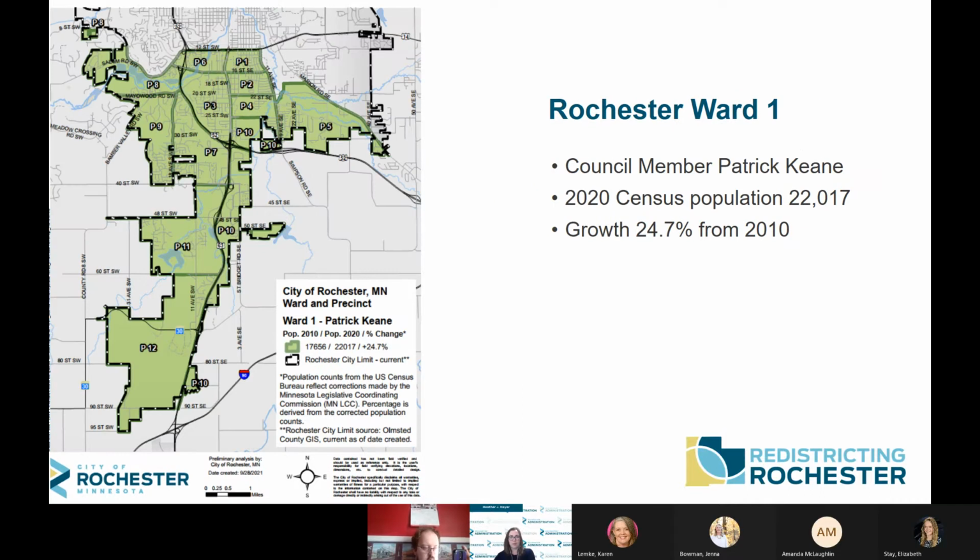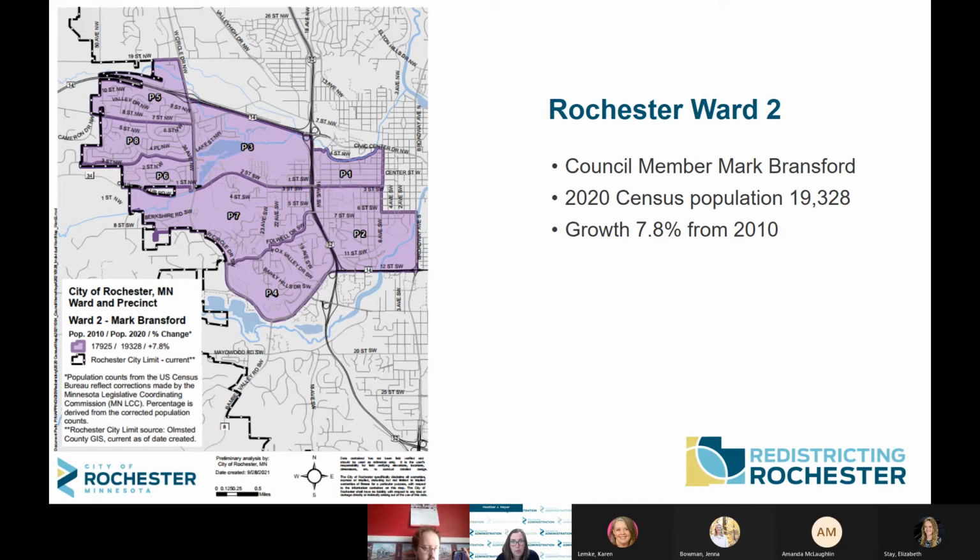Rochester Ward 1 is the southernmost part of Rochester, and the current council member is Councilmember Patrick Keene. The total census population from 2020 is 22,017, which, like we mentioned, is a growth of 24.7%. Ward 2 is on the central western side of Rochester, and that is currently represented by Councilmember Mark Bransford. The census population currently is 19,328, which is 7.8% growth since 2010.